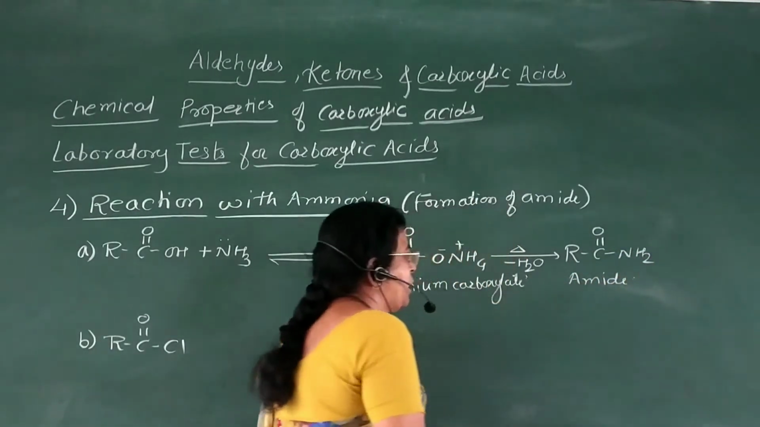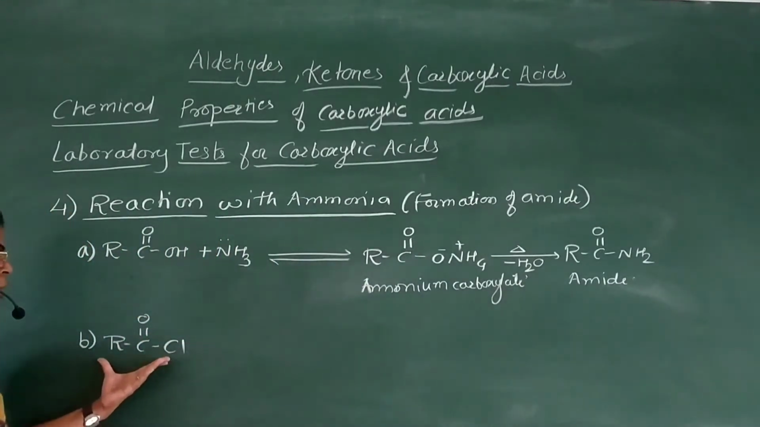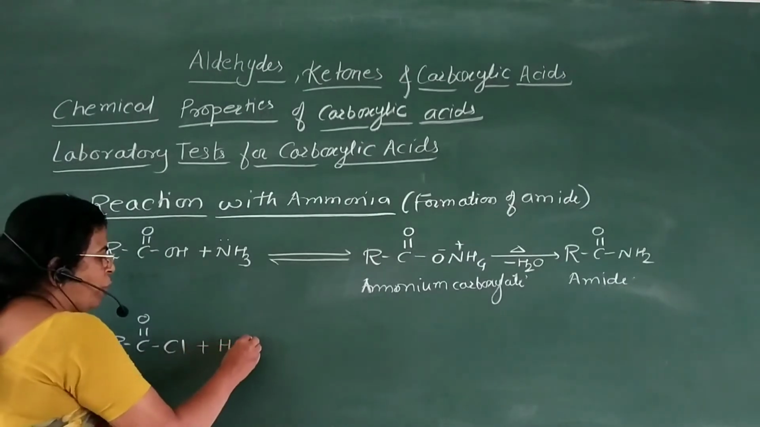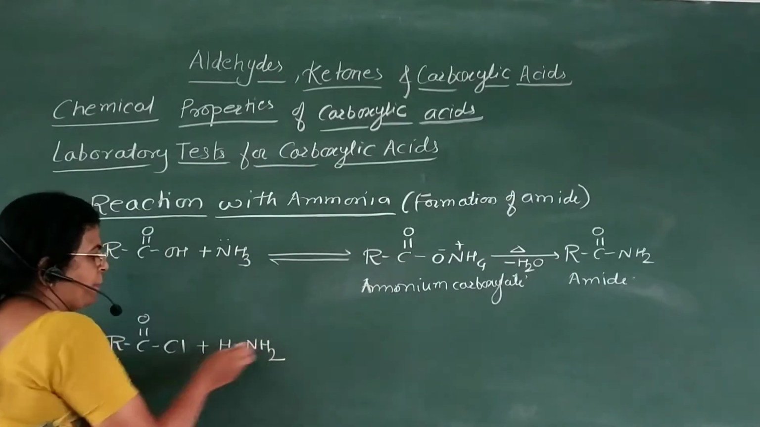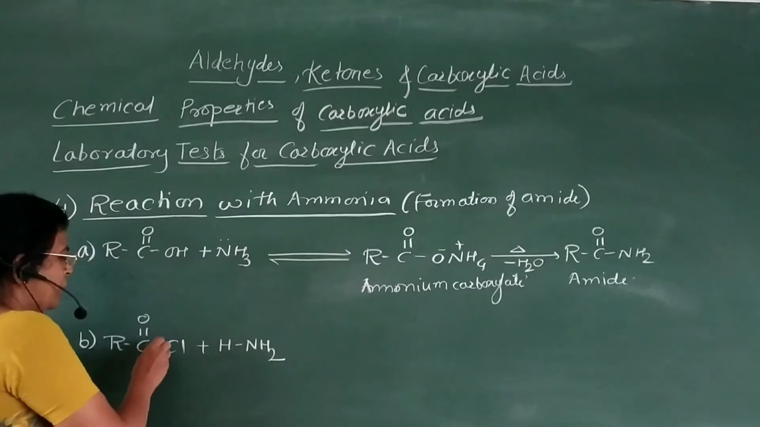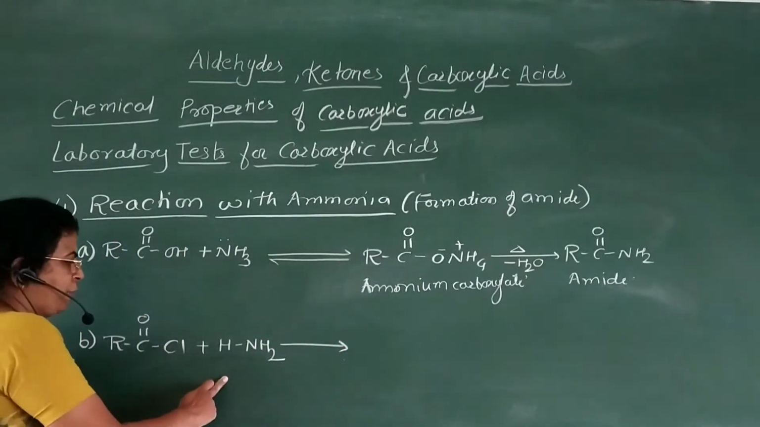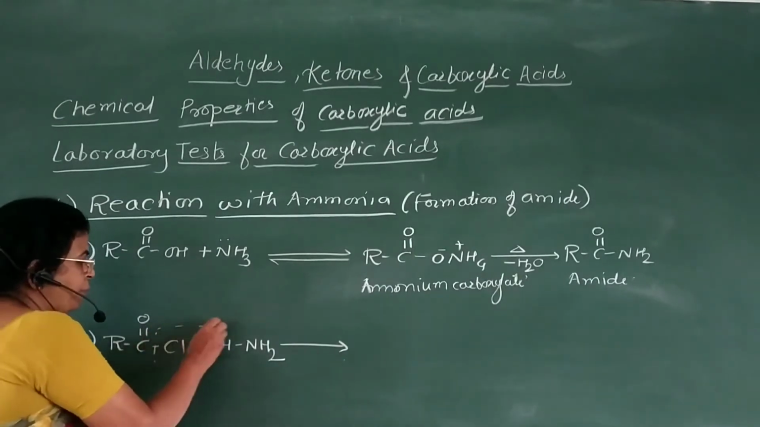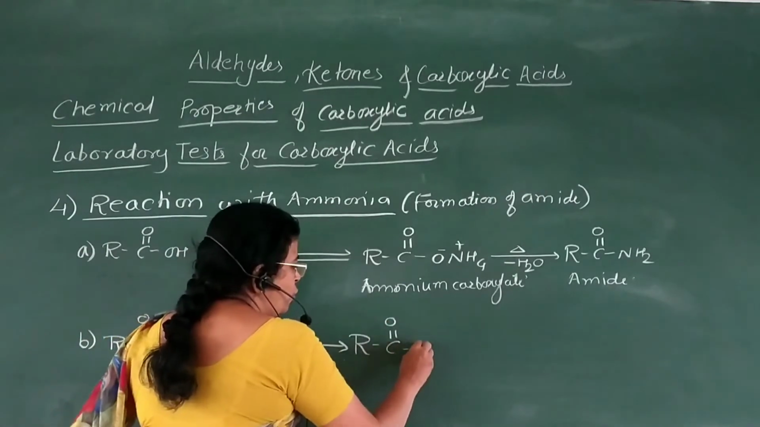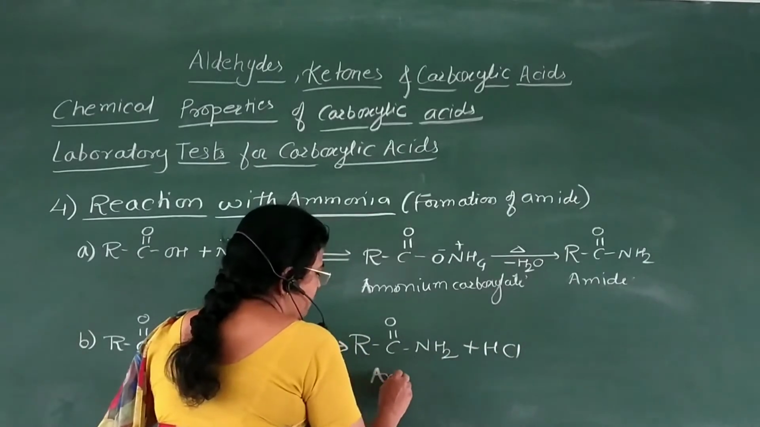Amide formation takes place. This amide can also be formed by the reaction of acyl chloride with ammonia. Now the formula of ammonia is NH3. Here one hydrogen atom is written here, and when this acyl chloride is treated with this ammonia, then removal of HCl takes place to form RC double bond O NH2 plus HCl. This is nothing but amide.